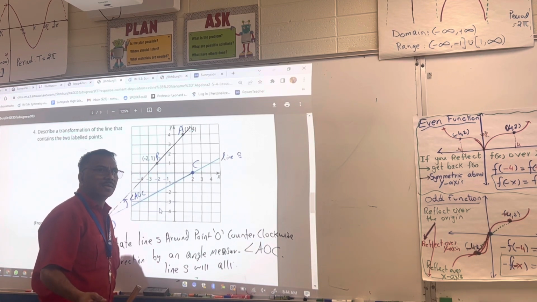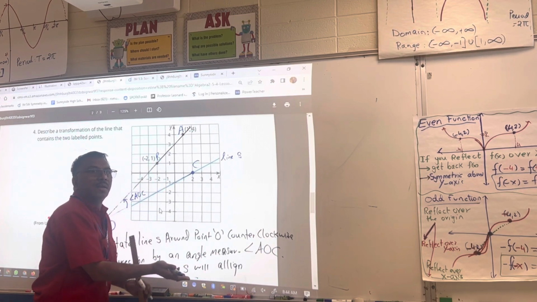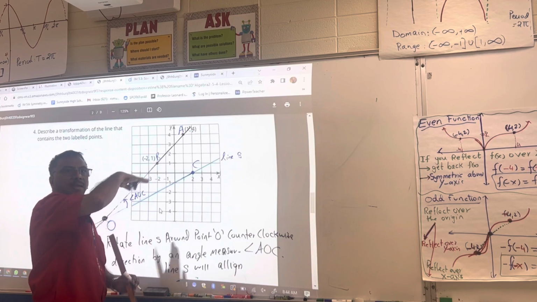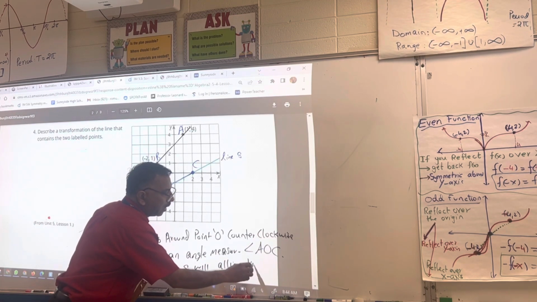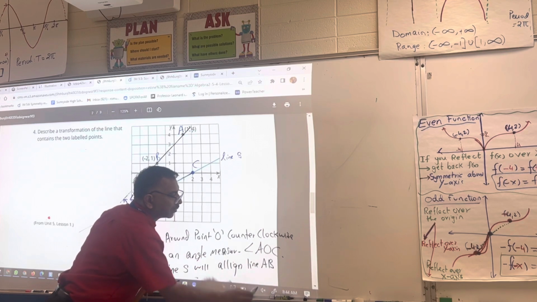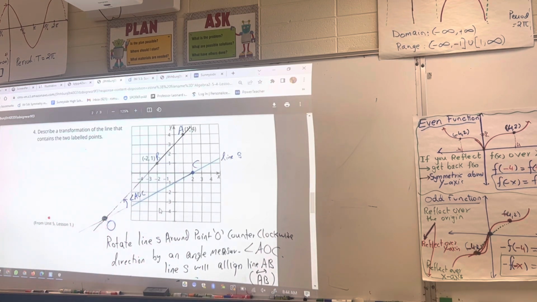A-L-I-G-N, correct? Align means it will really match the black one. Align with line AB. Yeah, basically we write AB with this kind of thing. Remember this? Those who forget.